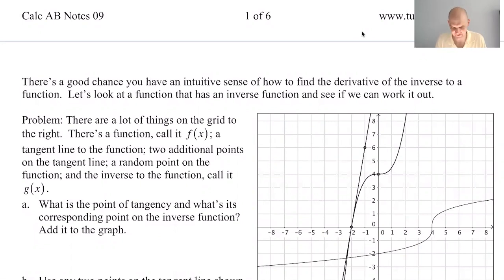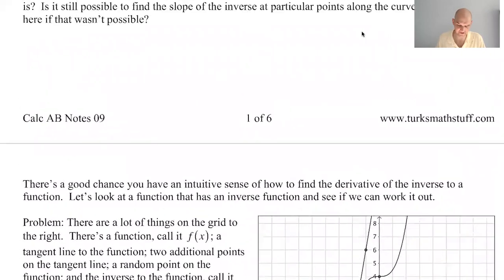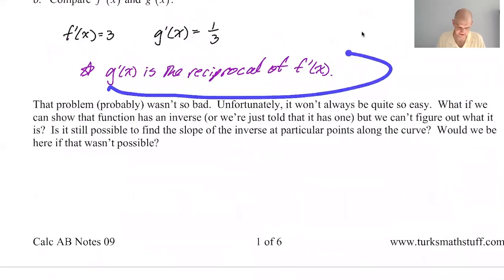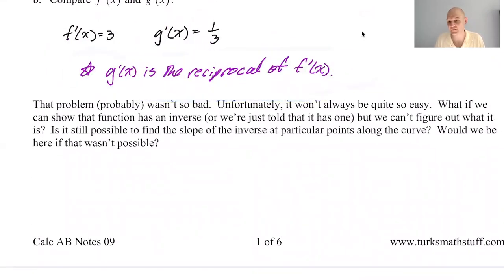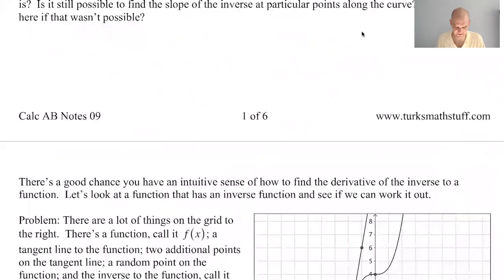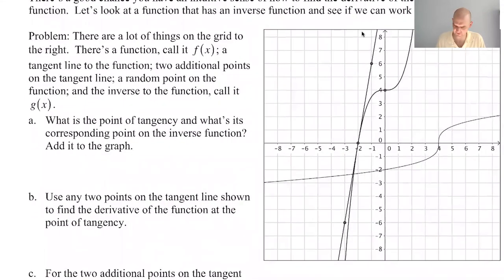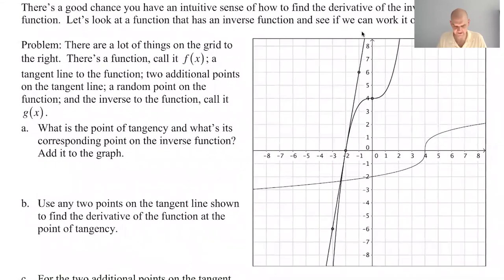We're talking about derivatives of inverses, and we already have a little bit of a speculation that perhaps the derivative of the inverse is the reciprocal of the derivative of the function. Now we're going to look at a little more complicated example. The last one used lines, linear functions, which are simpler because the slope is constant, so you don't have to think quite so much. Let's take a look at this one though.